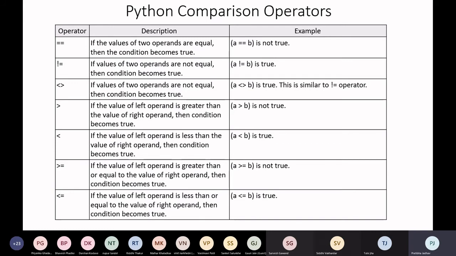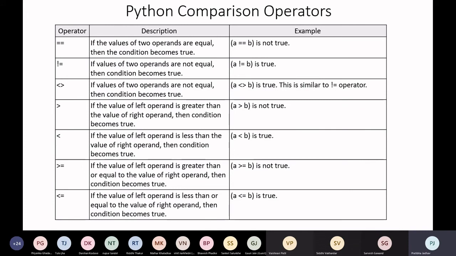First is double equal to. Double equal to is going to compare whether the given values are equal or not. For example, A is equal to B. If A and B values are the same, then it returns true, otherwise it returns false. Then is not equal to. This operator is going to compare whether two given input values are equal or not. If it returns true, then both are not equal, and if it returns false, then both are equal.